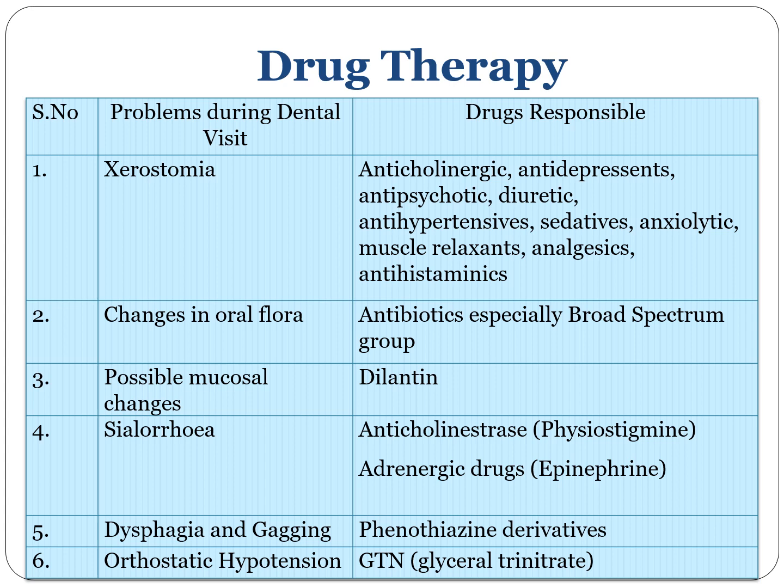Changes in the oral flora are mainly seen with antibiotics, especially the broad spectrum group. Then possible mucosal changes are seen with Dilantin therapy. Sialuria is seen in cases of anticholinesterase or adrenergic drugs. Dysphagia and gagging is a problem due to the phenothiazine derivatives. And orthostatic hypotension is generally seen with glyceryl trinitrate therapy.